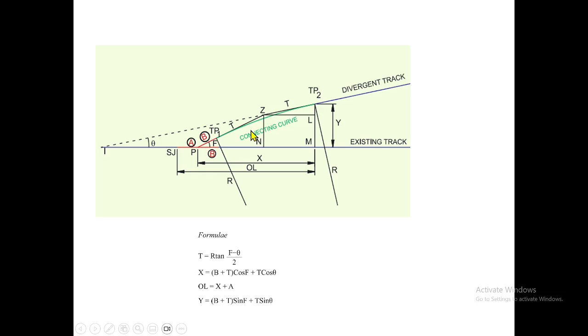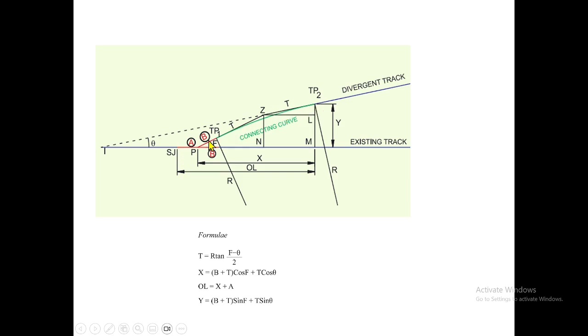Similar to the first case, here also we have two triangles, which we conveniently divide. In each triangle, if we find the adjacent side we get the value of x, and the opposite side, if we know both triangles, fixes the y distance. Simply the same formula. But we have to find the hypotenuse length. In the first triangle, the hypotenuse is B plus T, and in the second triangle, T is the hypotenuse. T means tangent length.